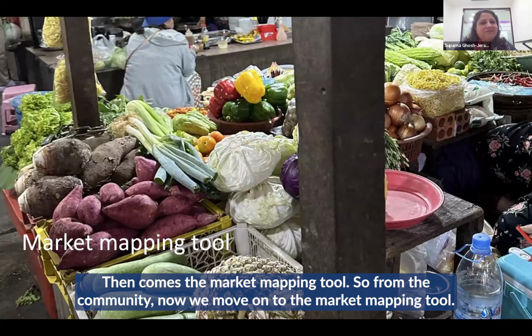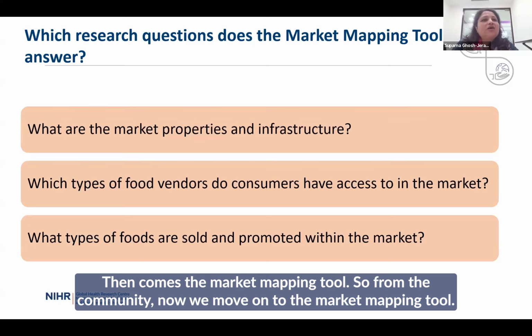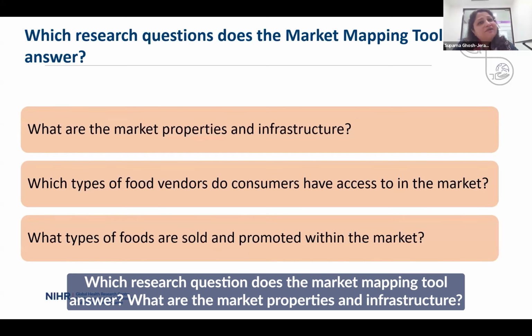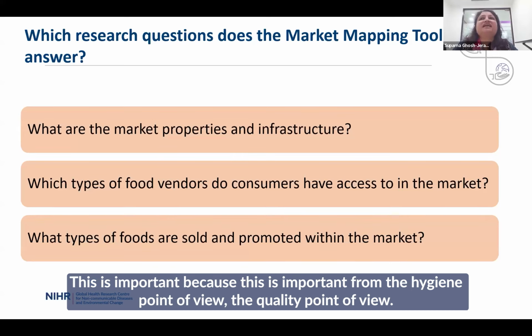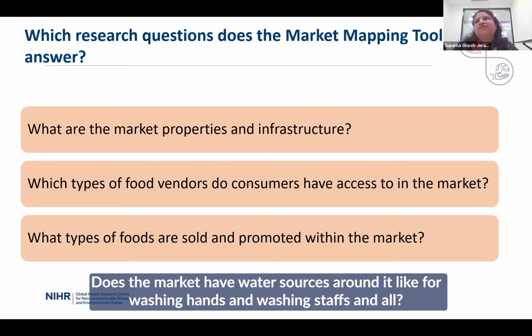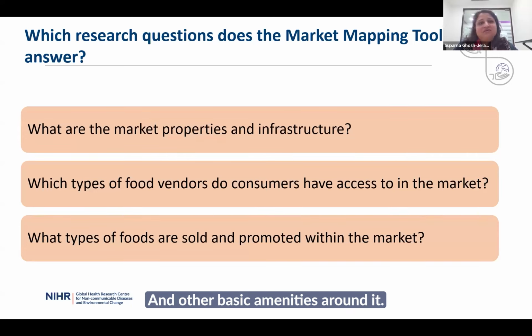Then comes the market mapping tool. So from the community, now we move on to the market mapping tool. Which research question does the market mapping tool answer? What are the market properties and infrastructure? This is important from the hygiene perspective, for washing hands and washing stuff and all, and other basic amenities around it.